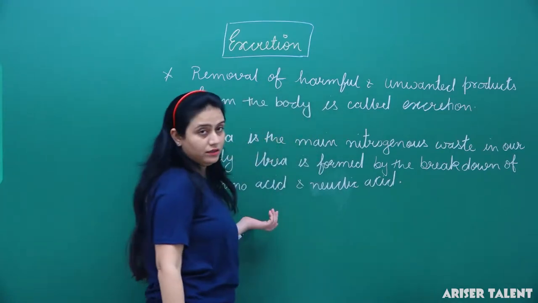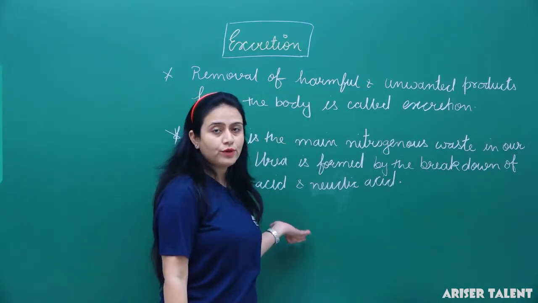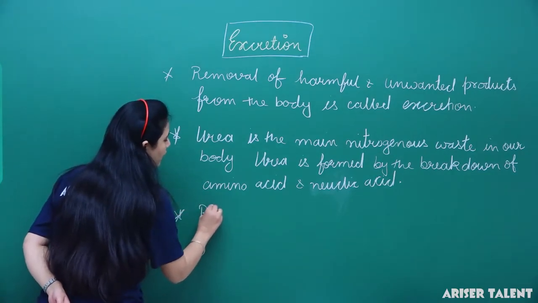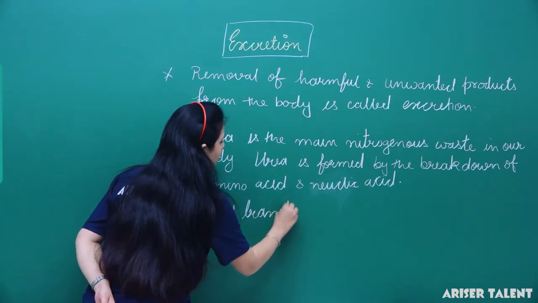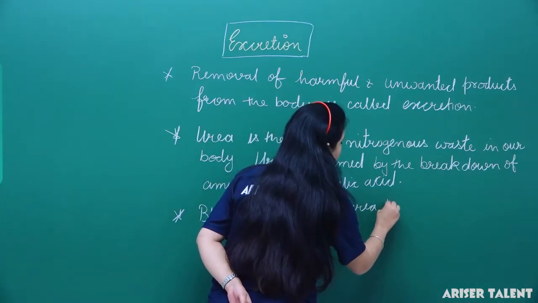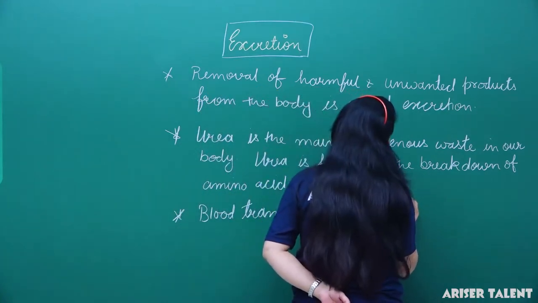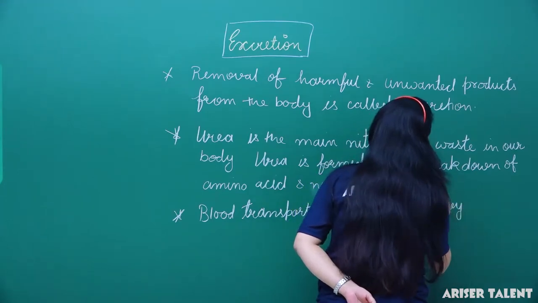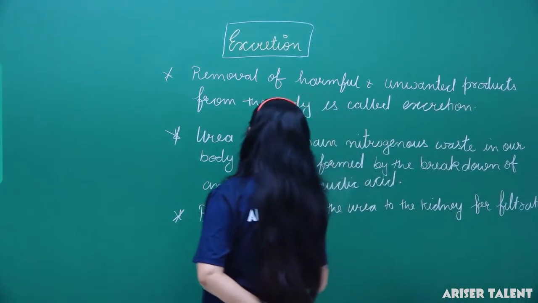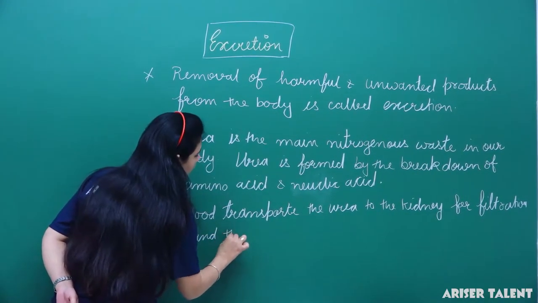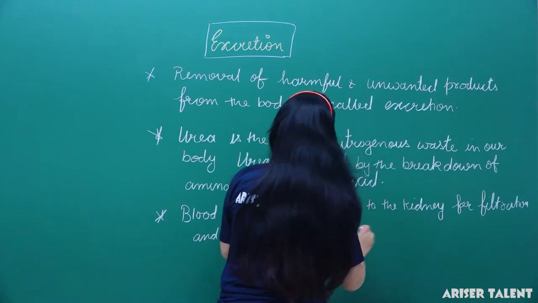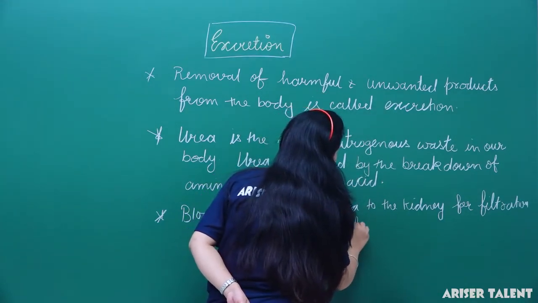Okay, and when urea is formed in our body, then blood transports this urea to the kidney for filtration and removal of urine. So here we can mention: blood transports the urea to the kidney for filtration and removal in the form of urine.